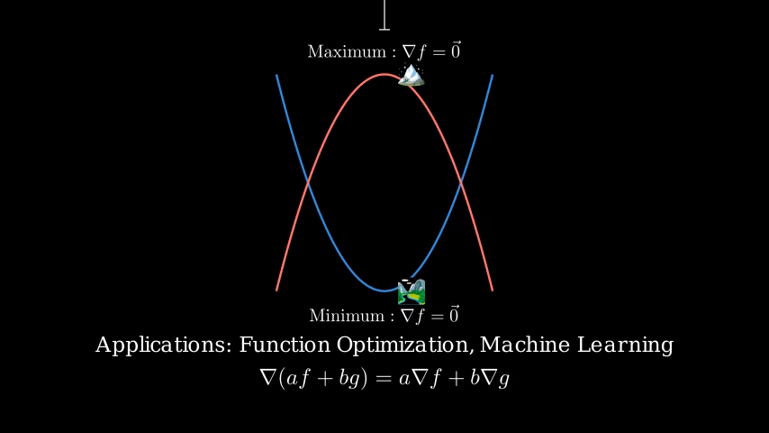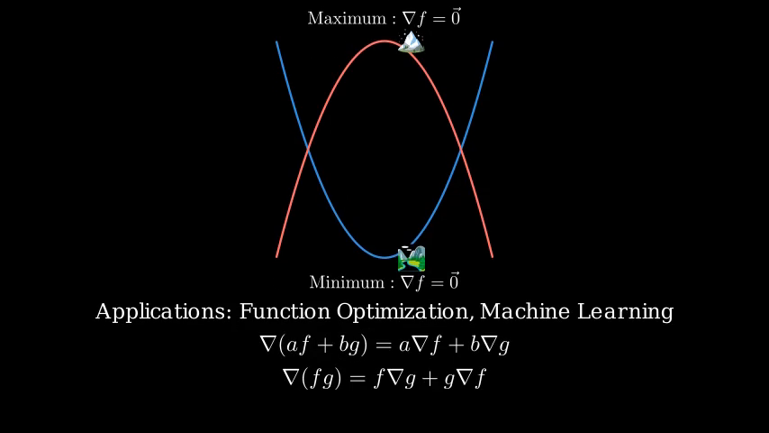Property 6. The gradient follows a product rule similar to the one for ordinary derivatives. For scalar functions f and g, the gradient of f times g equals f times the gradient of g plus g times the gradient of f. This is analogous to the product rule for single variable calculus, where the derivative of a product is the first function times the derivative of the second, plus the second function times the derivative of the first.